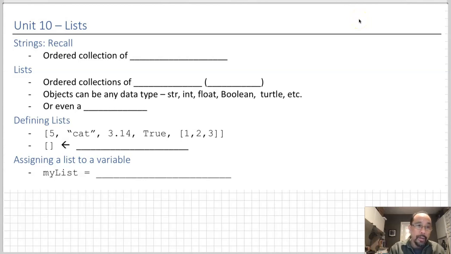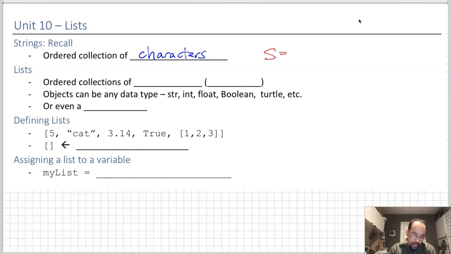Okay, hello class. Today we are going to look at lists. And actually we're going to see that today lists are very similar in concept to strings. But there is one big thing we're going to be talking about today which makes a list different than strings. So let's first off recall that strings themselves are an ordered collection of characters.